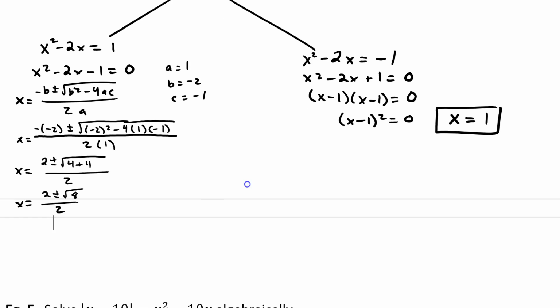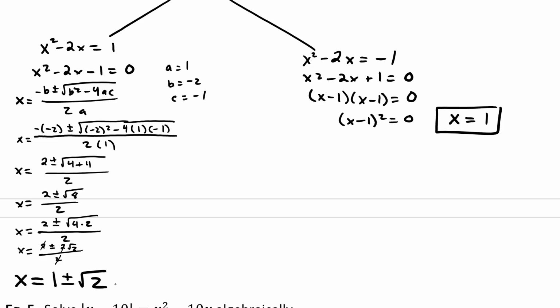And if we wanted to get real picky, I would say x equals, and I'm going to take a few steps to do this, 2 plus or minus the square root of 4 times 2, over 2. X equals 2 plus or minus 2 root 2, over 2. Cancel, but since there's adding and subtracting, I need to cancel from both terms in the numerator. Don't want to kill kittens here. So x equals 1 plus or minus root 2. So I have two solutions here.